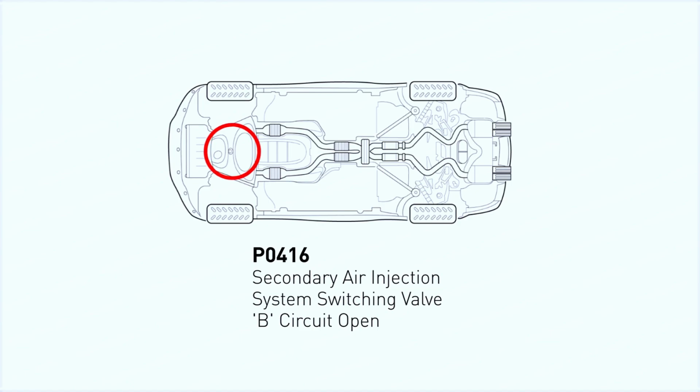P0416 means there's a problem with the secondary air injection system, which helps reduce emissions by injecting fresh air into the exhaust. This code usually points to an issue with the switching valve circuit, whether it's faulty, stuck, or experiencing an electrical issue.